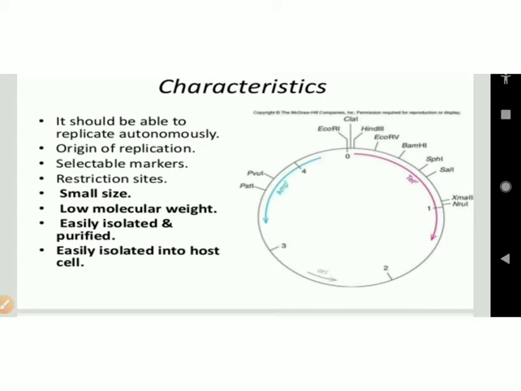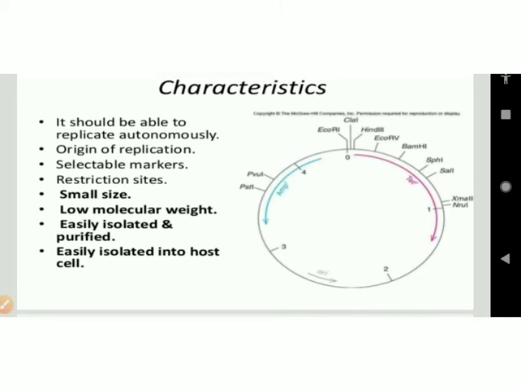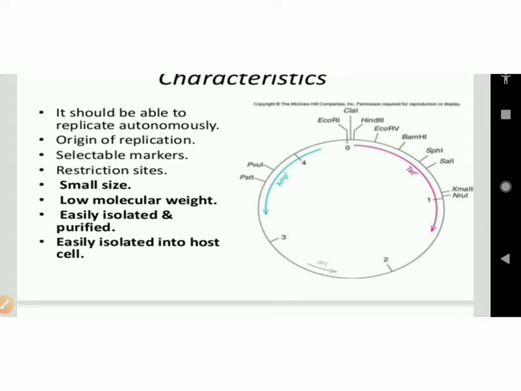Next is the restriction site. In a good vector, for a particular restriction enzyme, only one restriction site is present. Next characteristic is small size. If the vector is small in size, we can easily introduce it into a host cell, prokaryotic or eukaryotic, and it is easy to use.